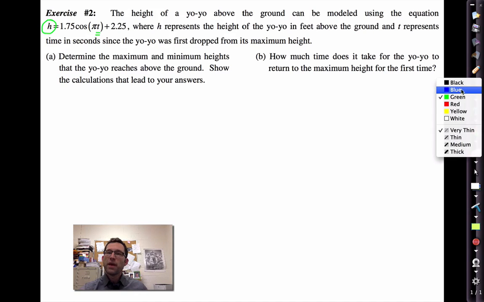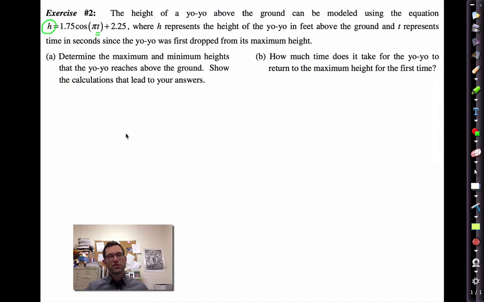Well, I think that many of you probably already have the knowledge to do this. So pause the video right now and take a shot at it. All right, let's go through it. Well, here's the cool thing. Let me write down the equation again. 1.75 times the cosine of pi t.